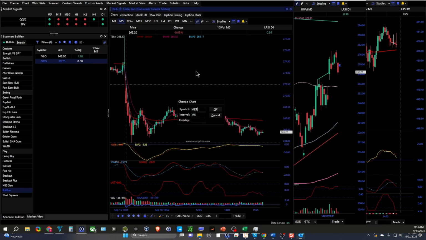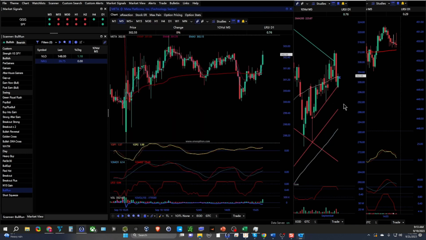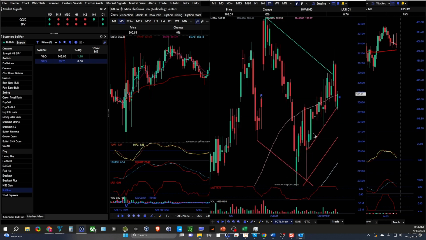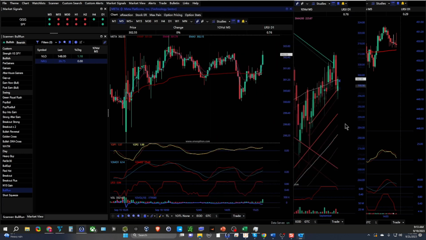Meta on the 31st, that was a good trade I had on that one. This one took a while to pan out though, because I was looking for a break above this 50 SMA resistance, and I was looking for it to test this level, which it did. And I'll explain this trade.